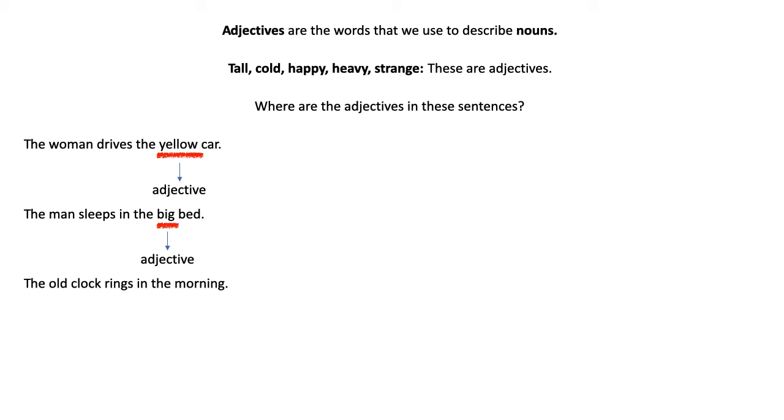The old clock rings in the morning. Clearly, what is being described here is the clock, and the word that does the describing is old. There is our adjective. And lastly, the coffee is good. Our adjective here is good because it's describing the noun coffee, right? So adjectives describe nouns. That is what they do.